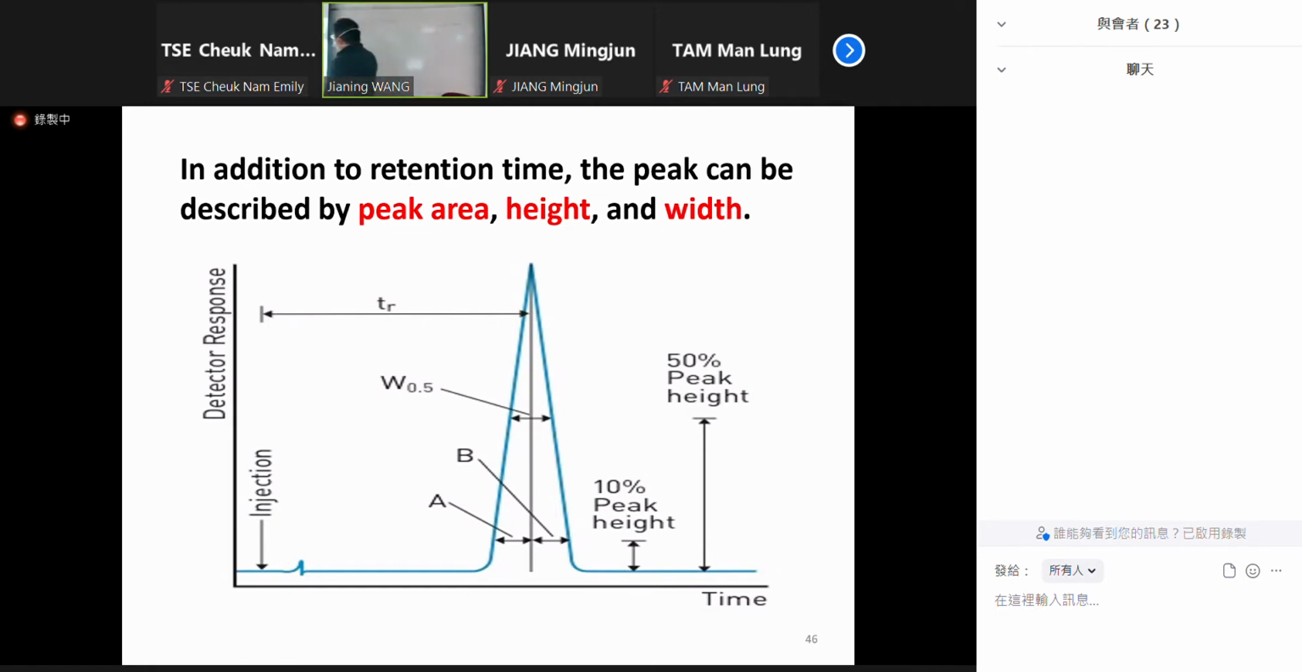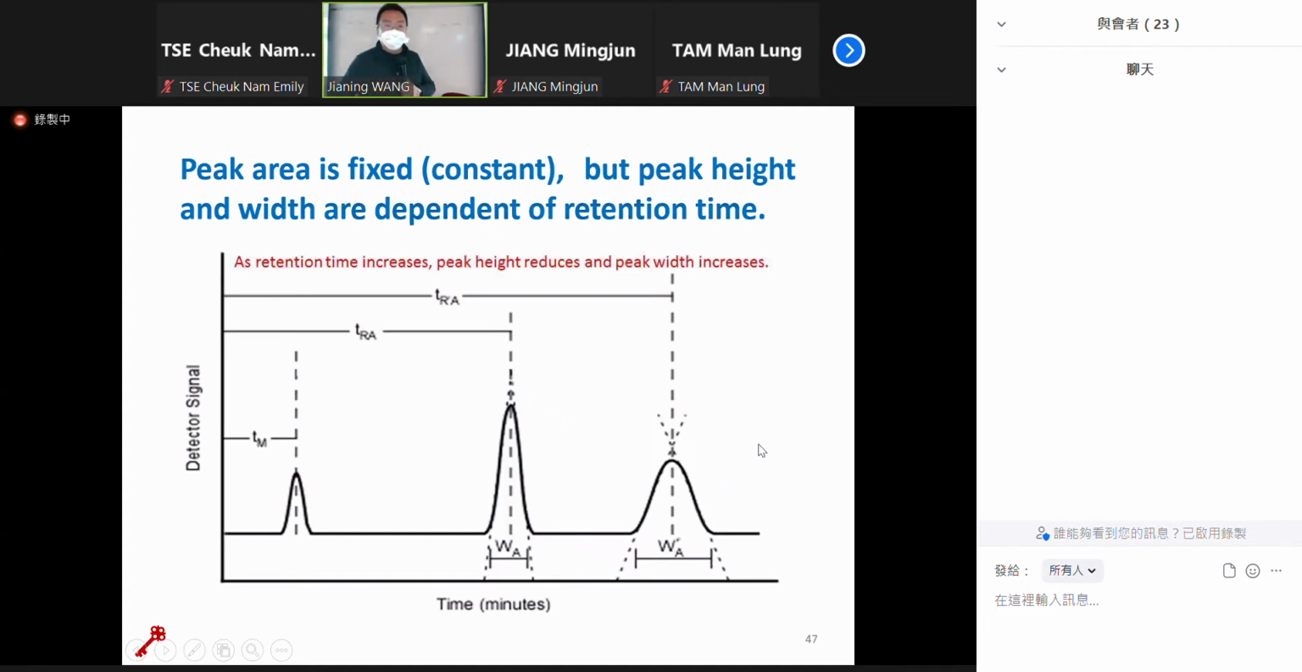Here we focus more on the peak width, and usually we use two definitions of peak width. One is the base width, and another is the width at half height of a peak. So this is the half height, and this is the base peak width. So there is a phenomenon.